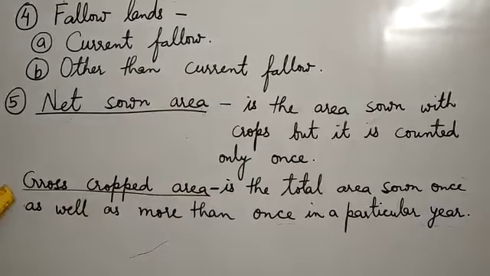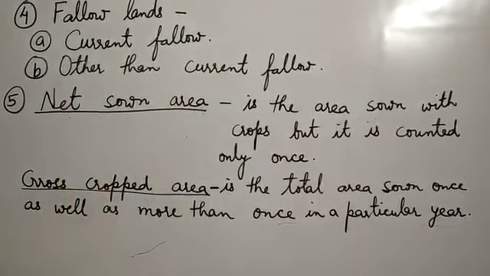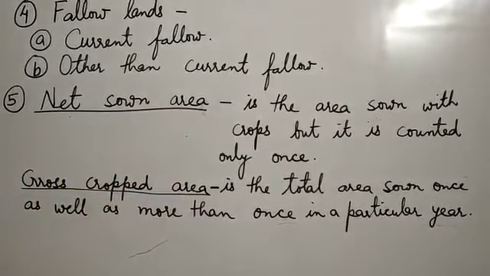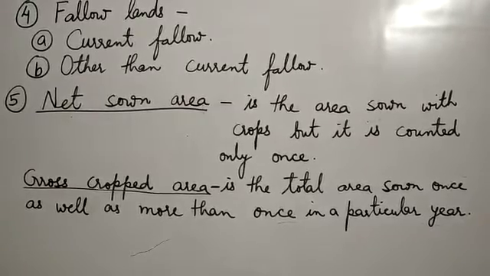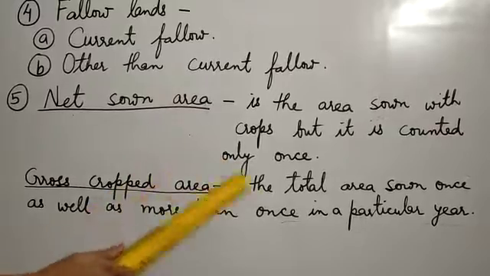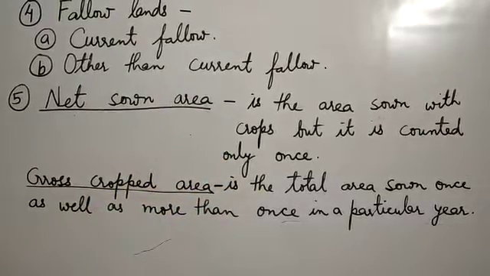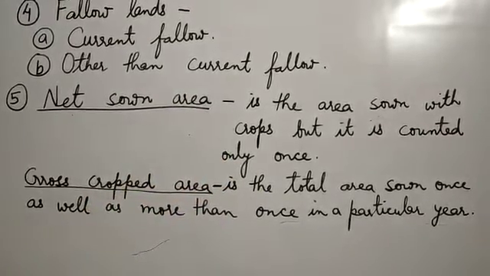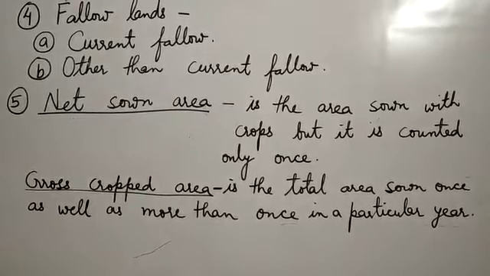And then comes gross cropped area, GCA. That is the total area sown once as well as more than once in a particular year. It is the total area sown once as well as more than once in a particular year. That is called gross cropped area.